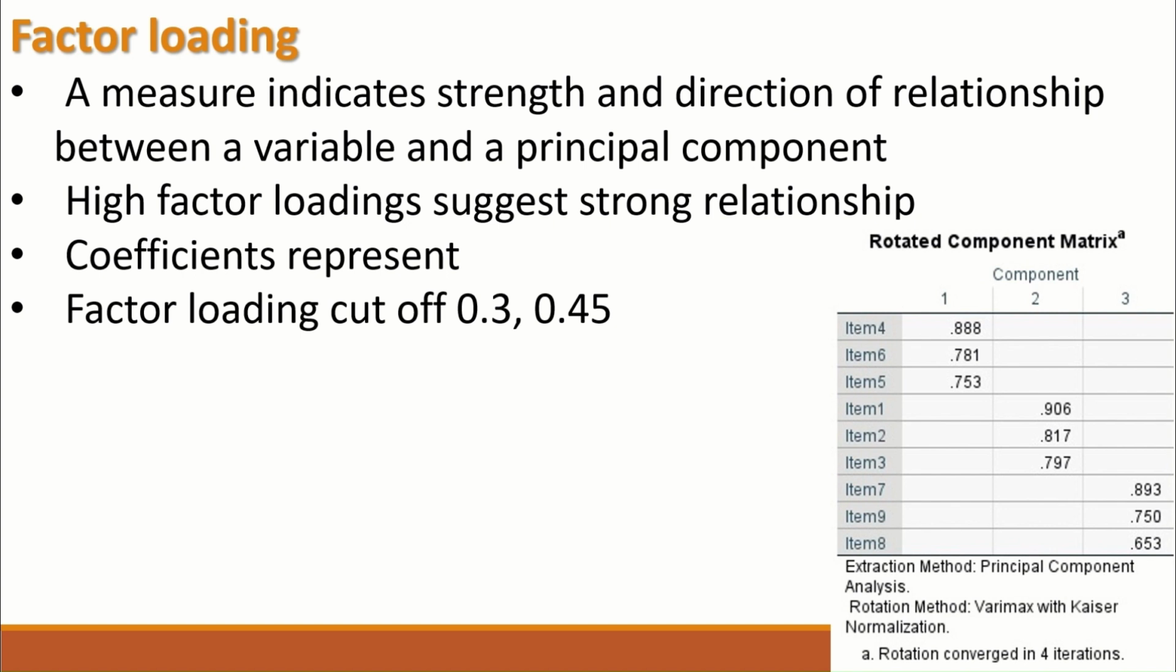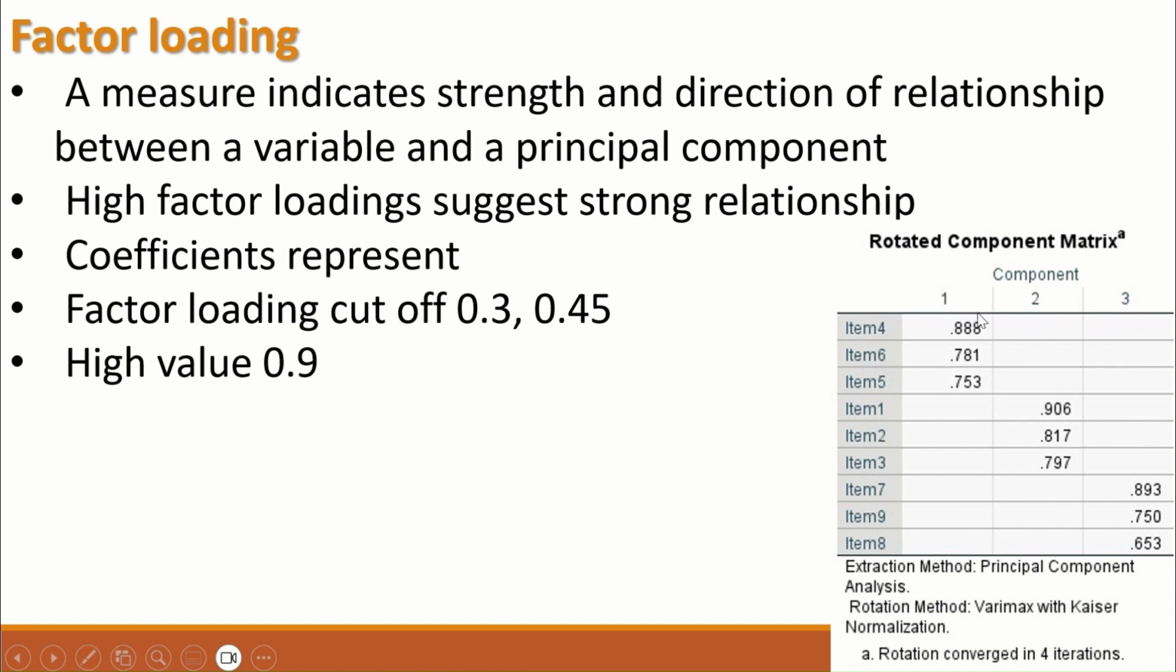Some people use 0.4, and some people become more stringent and use 0.45. So aim for a high value, which is 0.9. As shown here in the table extracted from a principal component analysis using a varimax method for rotation, these 9 items have been grouped into 3 components, component 1, 2, and 3, as shown in this rotated component matrix.